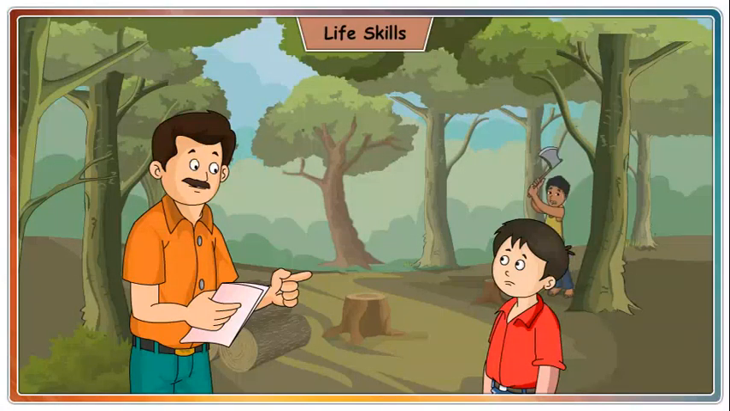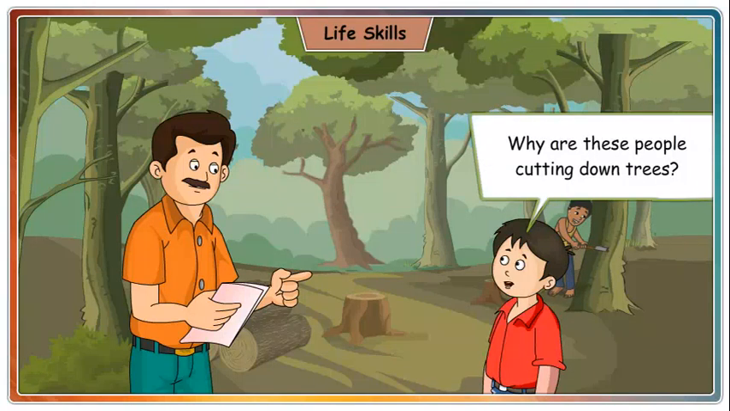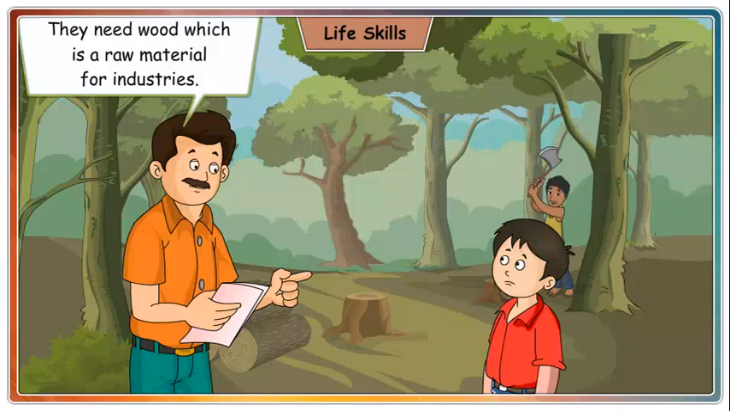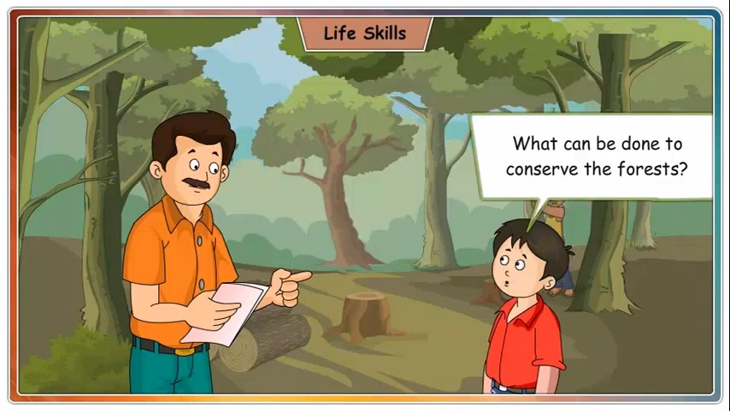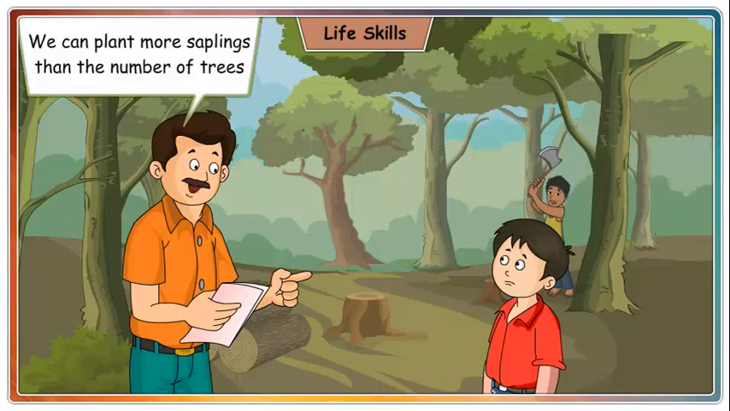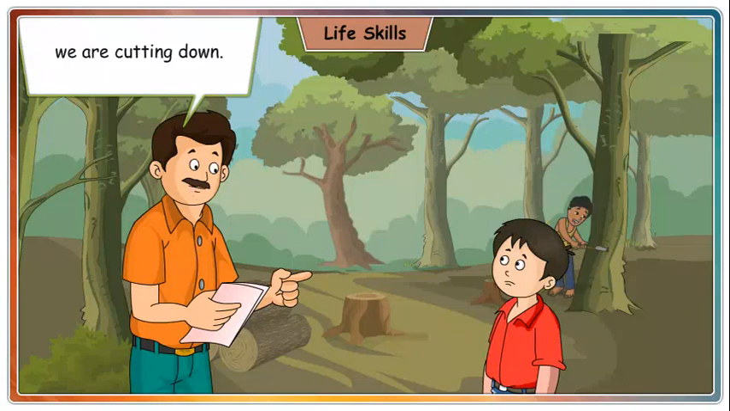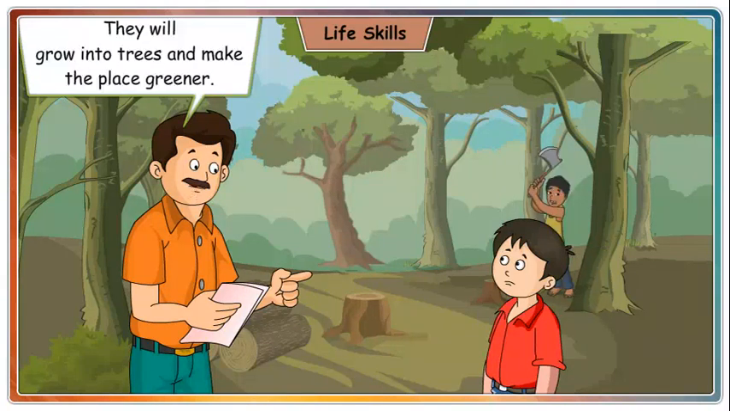Life skills. Save trees, save earth. Why are these people cutting down trees? They need wood, which is a raw material for industries. But cutting down of trees will harm the environment. What can be done to conserve the forests? We can plant more saplings than the number of trees we are cutting down. They will grow into trees and make the place greener.